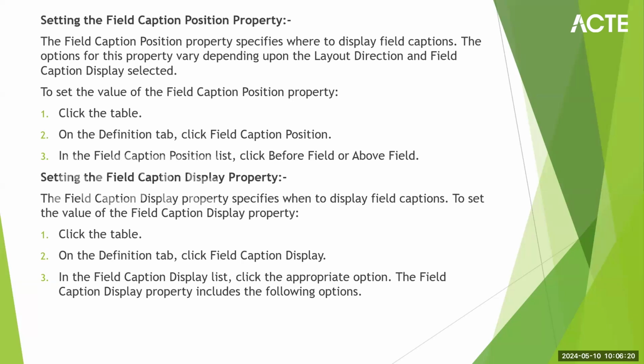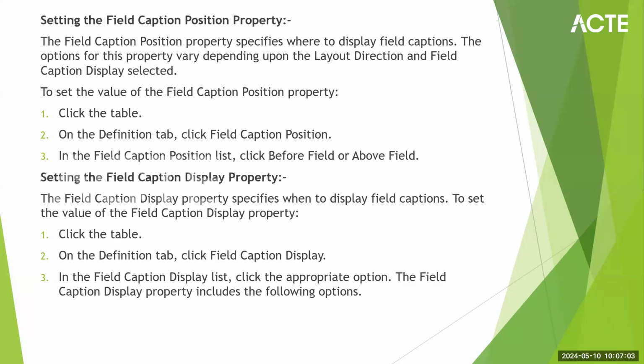Setting the field caption display property. The field caption display property specifies when to display the field caption. Suppose you have a condition that a particular caption should be displayed only when the table is displaying, and when the table is not displaying, that caption should not be displayed. Those kinds of conditions you can mention here. How? Click on the table in which the caption should be, and on the definition tab, click field caption display. In the field caption display list, click the respective option.